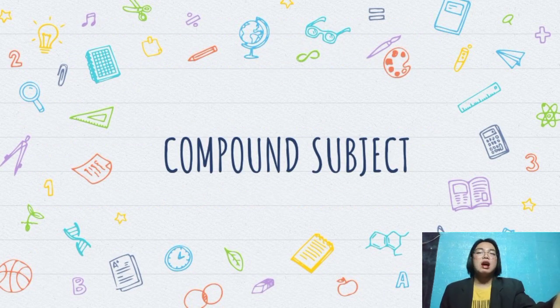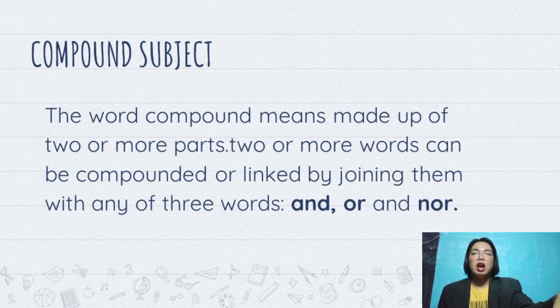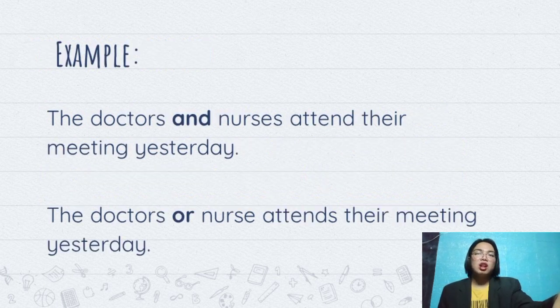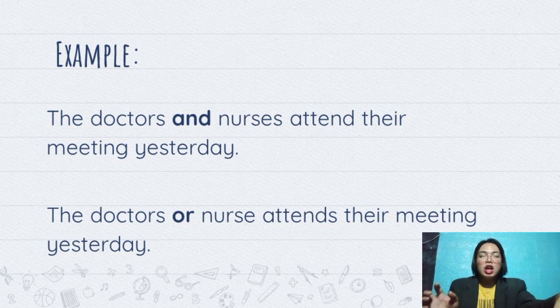Let's talk about the compound subject. The word compound means made up of two or more parts. Two or more words can be compounded or linked by joining them with any of three words: and, or, nor. And here's the example. The doctors and nurses attend their meeting yesterday. The doctors or nurse attends their meeting yesterday. Why attends, even though there are two subjects? It means we follow the last subject, or the closest subject to the verb. And nurse is a singular subject, so our verb must be singular.